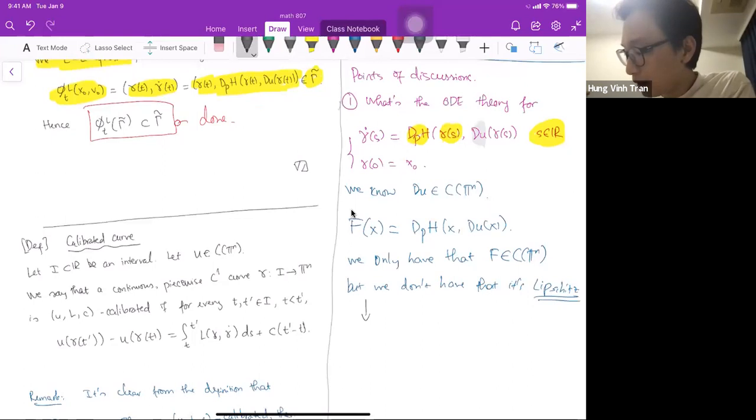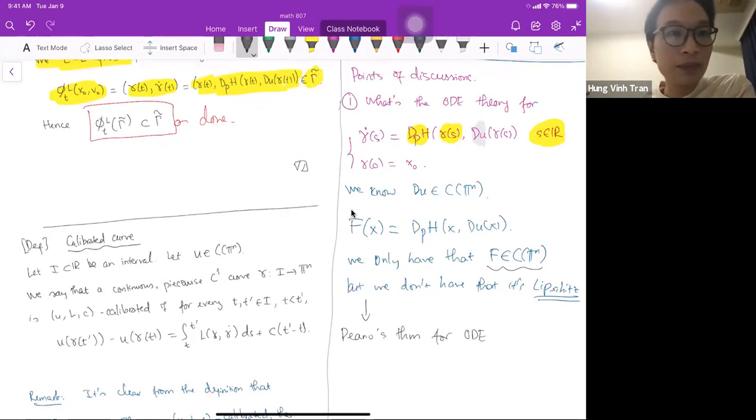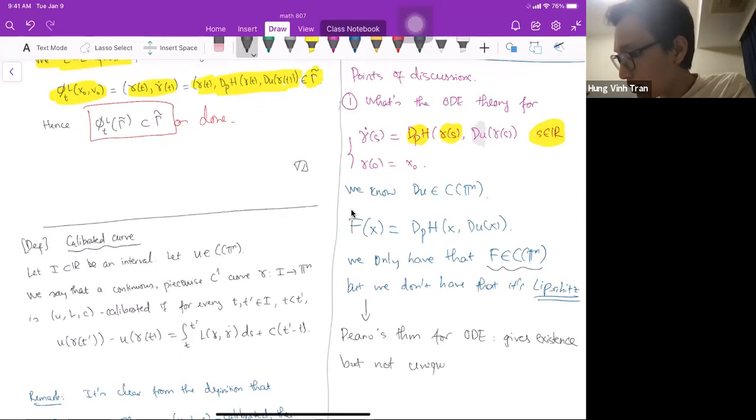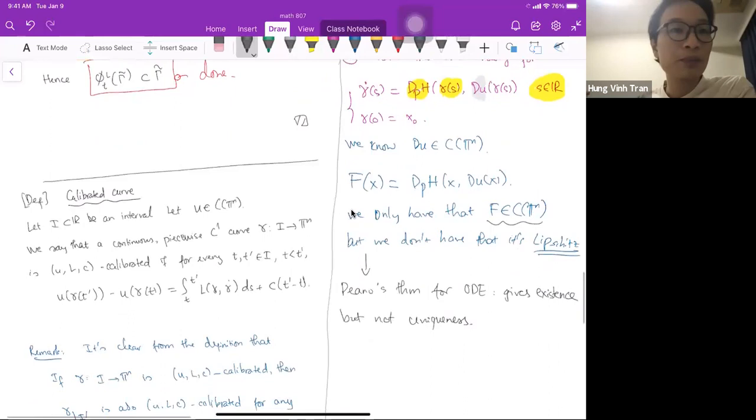Because the regular ODE theory would say that we would need F to be Lipschitz, right? But here F is only continuous, so we can only use the Peano theorem for ODE. The Peano theorem only gives existence, but not uniqueness. So the Peano theorem says that if your function is continuous, actually it only needs to be locally bounded, then you can define your ODE for a tiny piece of time.